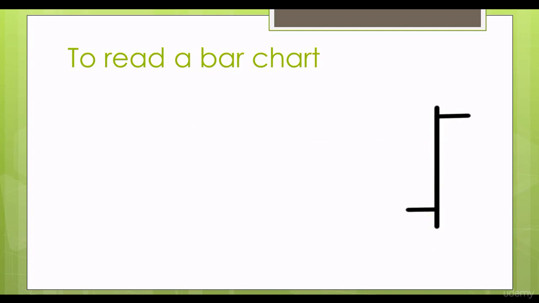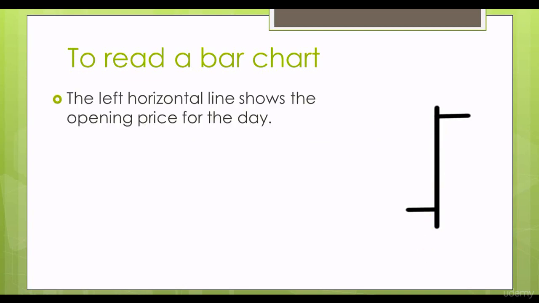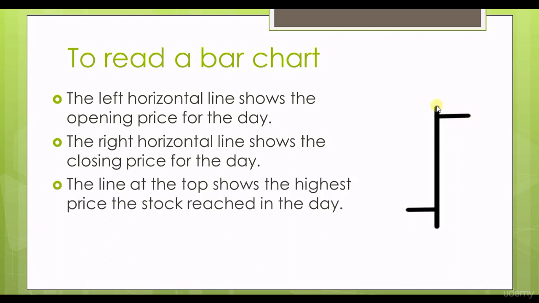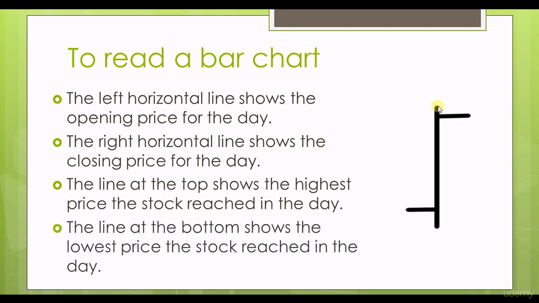Now to read a bar chart, here's what you need to know. The left horizontal line, this line shows the price the stock opened at for the day, or the opening price. Now the right horizontal line, this shows the closing price of the stock for the day. And to find out what is the highest point the stock went for the day, you will refer to this point. And to look at the lowest price that the stock reached for that particular day, you will look at this point.